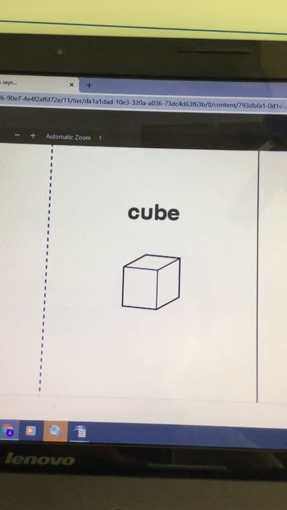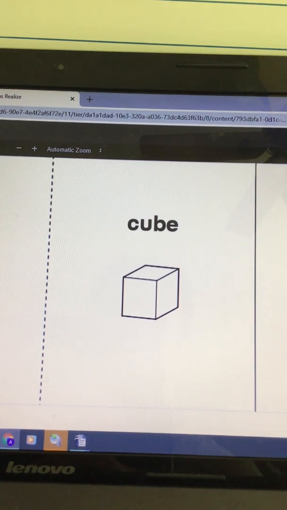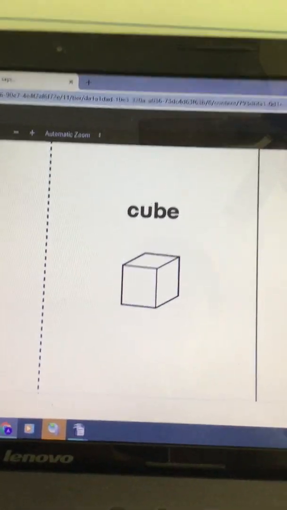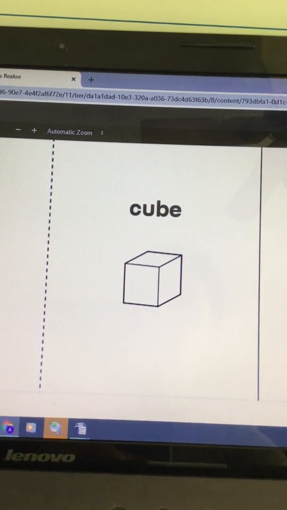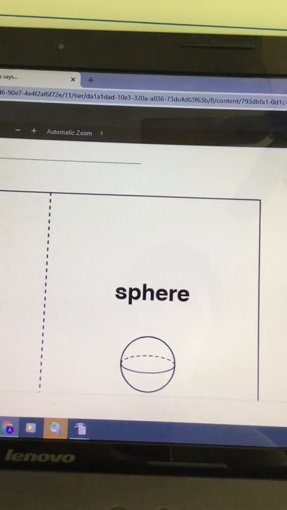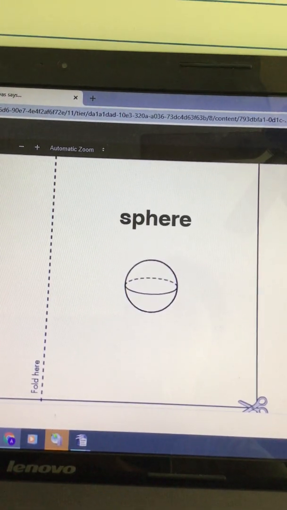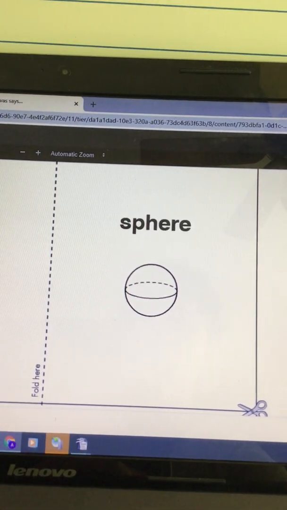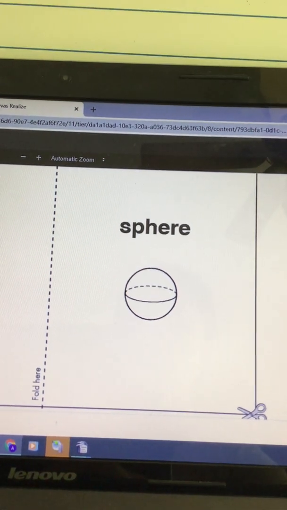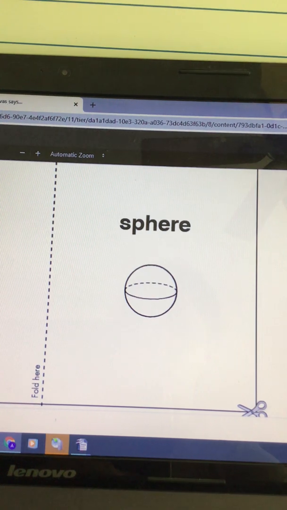Cube, that's a 3D shape. This is a drawing of it on paper, but a cube is like a box. You can hold it in your hand. Sphere, fancy word for a ball. A sphere is also a 3D shape. You can hold it in your hand. This is a drawing of it on paper, but if it's a sphere or a ball, it's something you can pick up and hold.